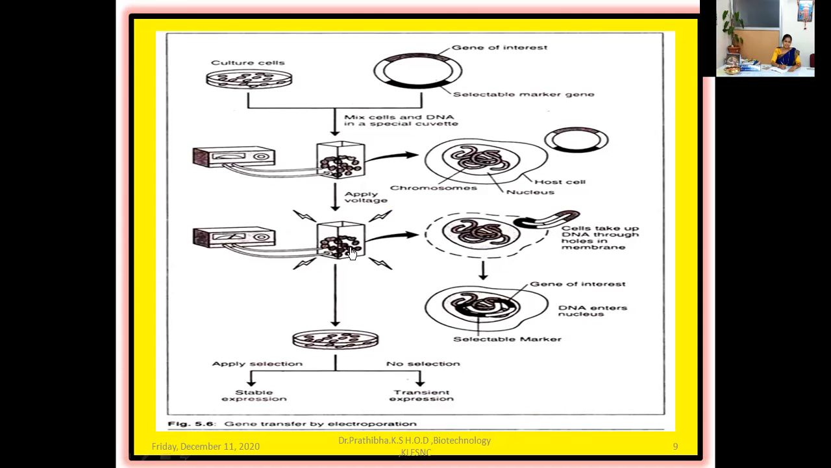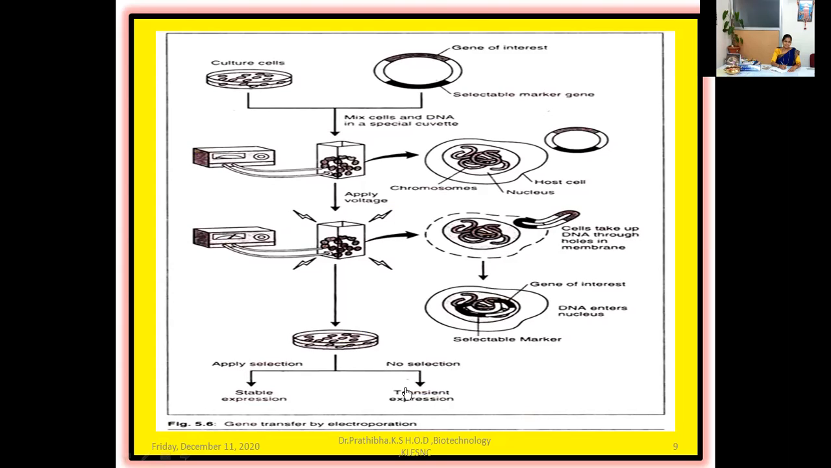Only when we apply the electric field, pores will form at that voltage, and later the pores will be closed, and the DNA is taken up by the nucleus, where you could see the gene of interest within the nucleus. DNA enters the nucleus, and there you can see the presence of selectable marker genes for further screening of our desired DNA molecule. Then you can apply selection. Some of the cells may take up our desired DNA, and some of the cells may not take up our DNA. Then if there is no selection, stable expression cannot be possible.